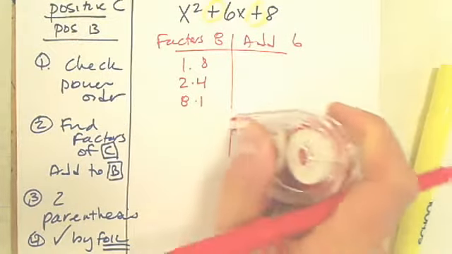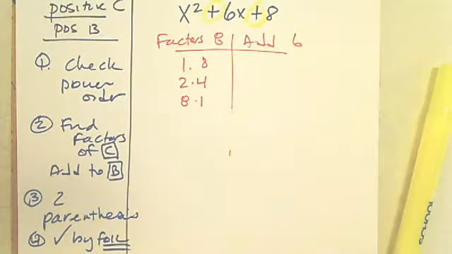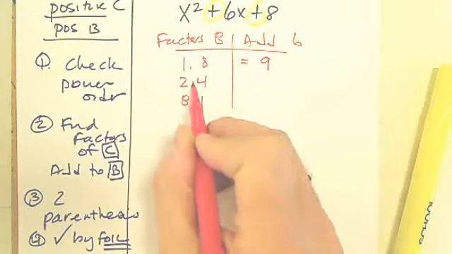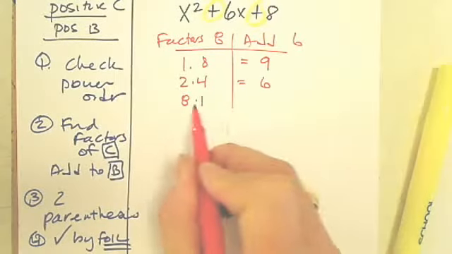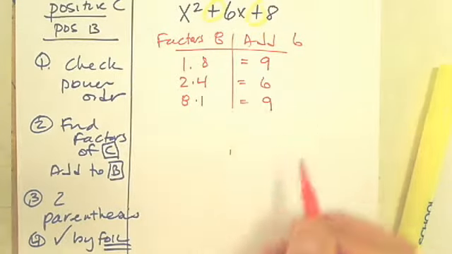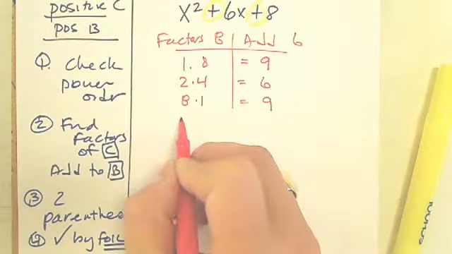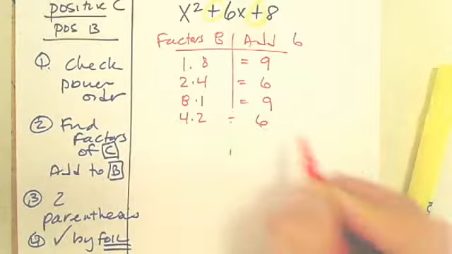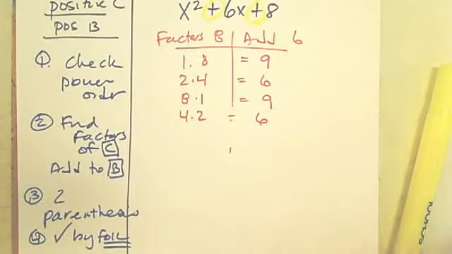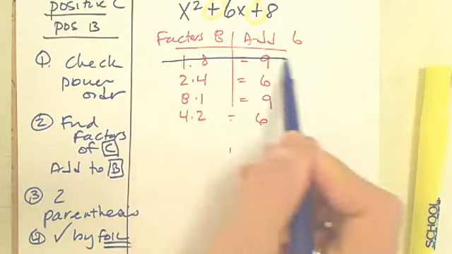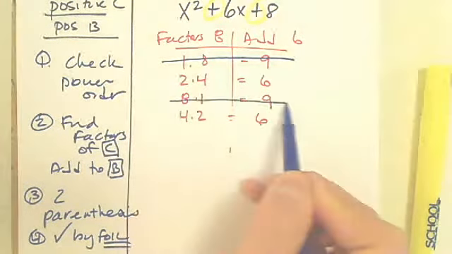Okay. What's 1 plus 8? 9. What is 2 plus 4? And 8 plus 1? Oh, did I forget one? I forgot one. I'm sorry. 4 and 2. That's 6. So which ones can we rule out? 9 and 9. This one we can rule out, and this one we can rule out.